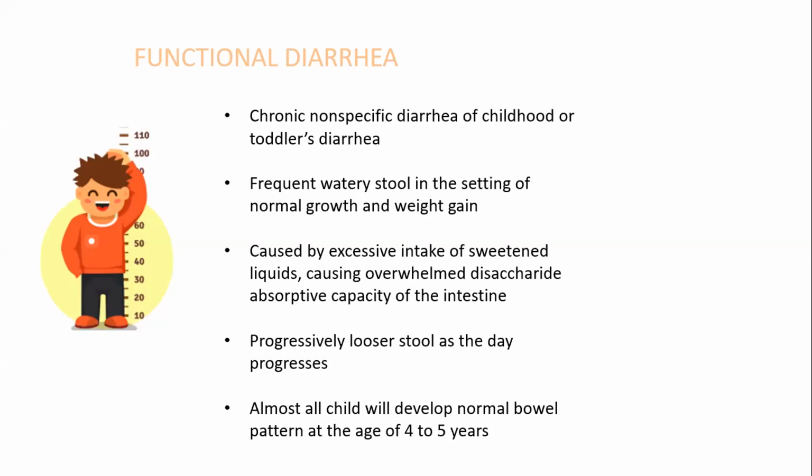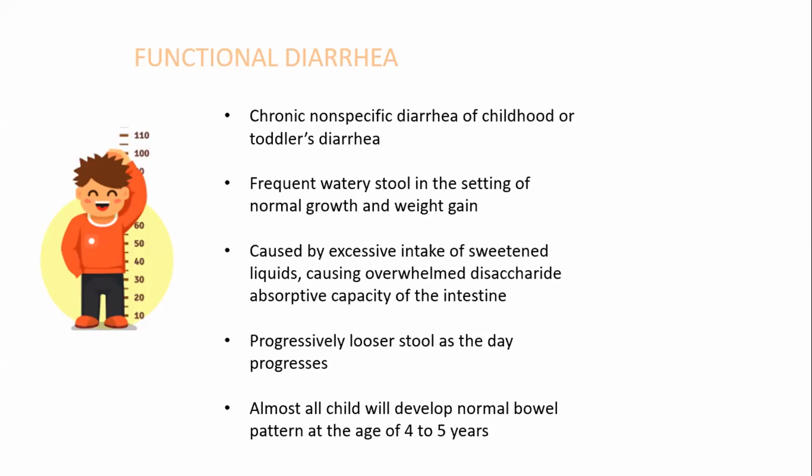This is caused by excessive intake of carbonated drinks, sweetened drinks, and sweetened juices, because, for example, juices contain sorbitol, which is poorly absorbed by the gut. This overwhelms the absorptive capacity of the intestine. As I mentioned earlier, the stool will be progressively looser as the day progresses. Almost all children develop a normal bowel pattern at the age of 4 to 5 years old.